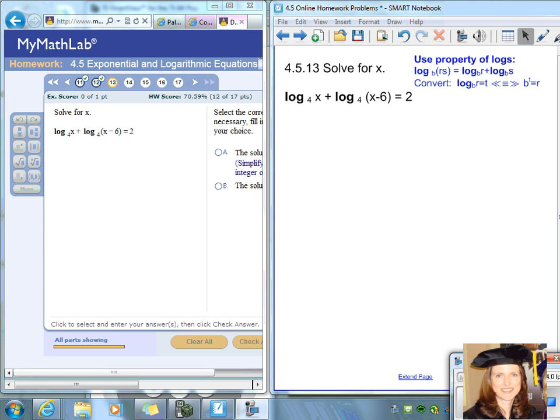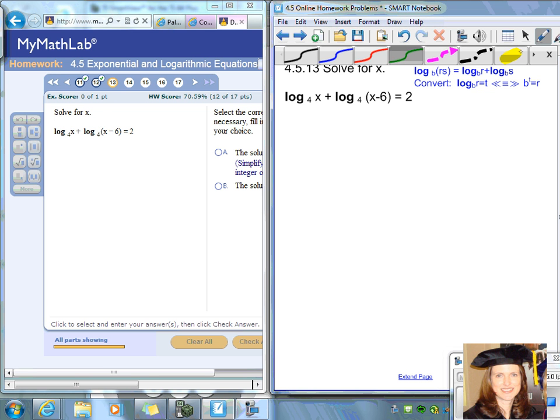Question number 13 from section 4.5, exponential and logarithmic equations. We want to solve for x. Here we have a logarithmic equation, and typically when you solve a logarithmic equation, if you can get it in the form of one base, one argument, one exponent, then you can convert it to exponential form.